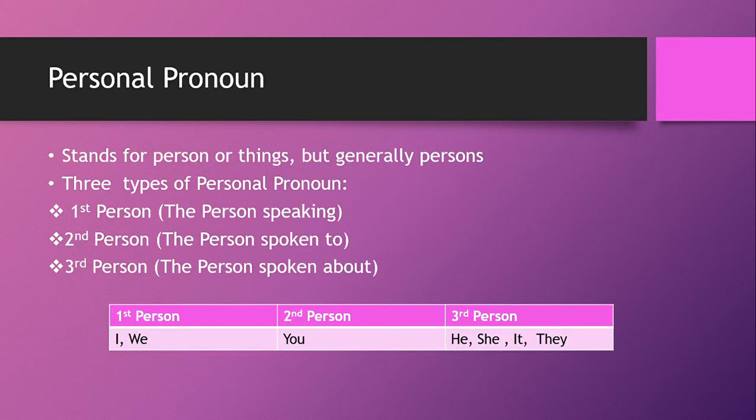So there are so many types. Let's move towards personal pronouns. As the name itself suggests, they generally refer to persons, but you can also use them to refer to things. There are three types of personal pronouns: first person, second person, and third person. The first person is the one who is speaking. If I am saying something to someone, I would be the first person, the one I am speaking to would be the second person, and the third person would be the one about whom I am speaking. So I and we refer to the first person, you refers to the second person, and he, she, it, and they refer to the third person.